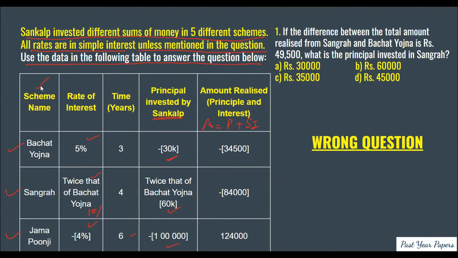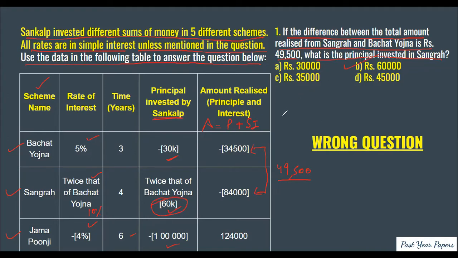So this is the table given to us, and the question: if the difference between the total amount realized from Sangra and Bachat Yojana is rupees 49,500, what is the principal invested in Sangra? First of all, the difference between the amounts of Bachat Yojana and Sangra is given. I can clearly see that if I subtract these two values, I'll get 49,500. What we need to find out is the principal invested in Sangra. It is 60,000. Straight away, the answer is B.